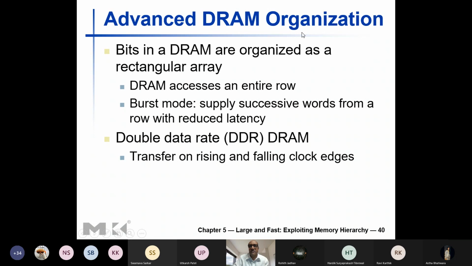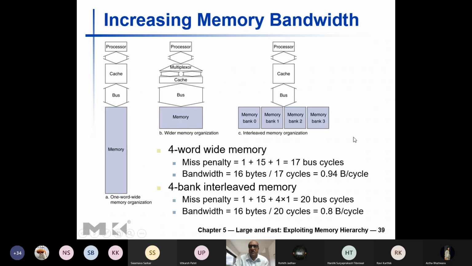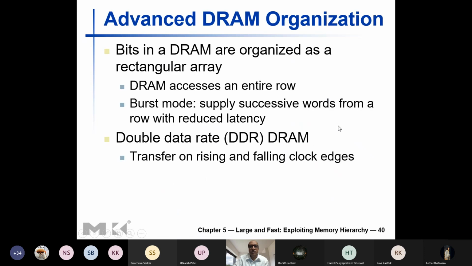And there are advanced DRAM structures that are able to reduce the miss penalty further, that we have seen here. One is having multiple memory banks put together, and with that you can access all memory banks together. So the access time will be reduced, and then the miss penalty will be reduced.